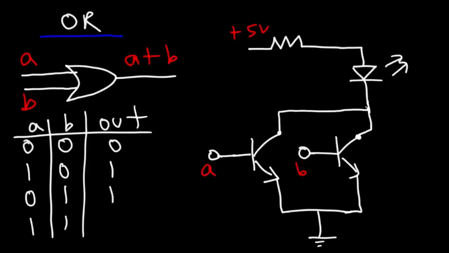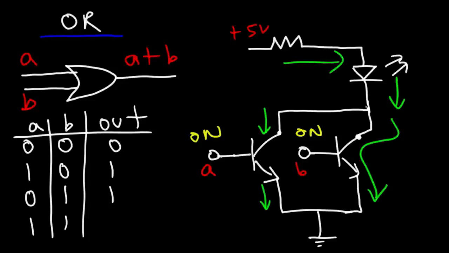Now what if both transistors are on? In this case, the LED will definitely be on. Current can flow through transistor A or through transistor B. So thus we have the OR logic gate. The LED will be on if A or B is on. And so that helps me to remember the truth table for the OR logic gate. If we have a 1 in A or B, doesn't matter which one, the output will be on.